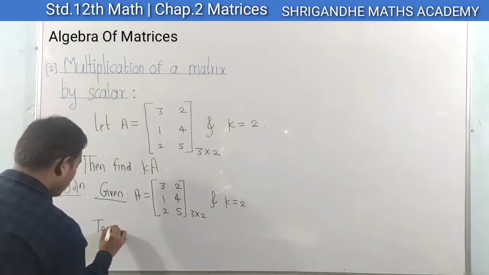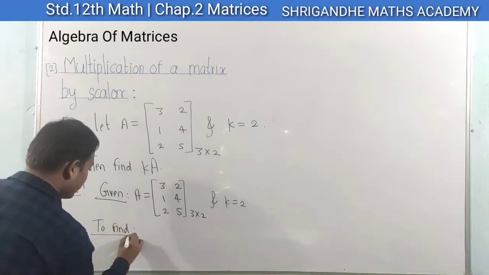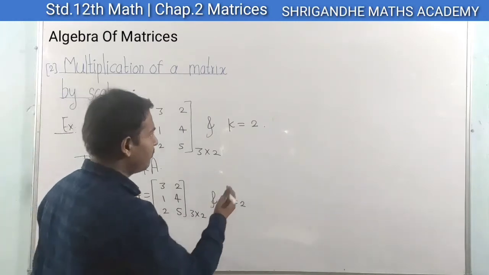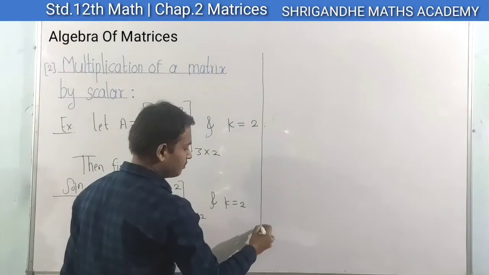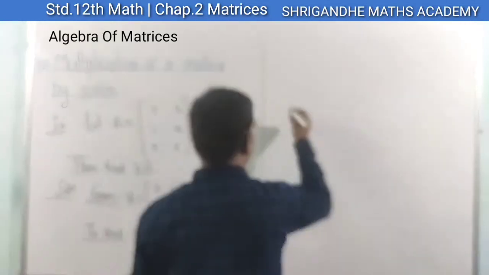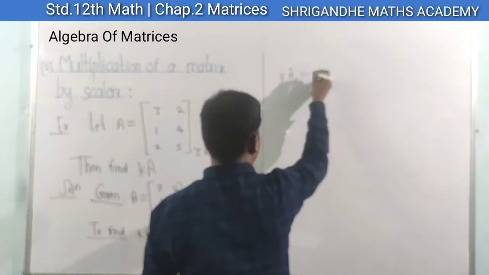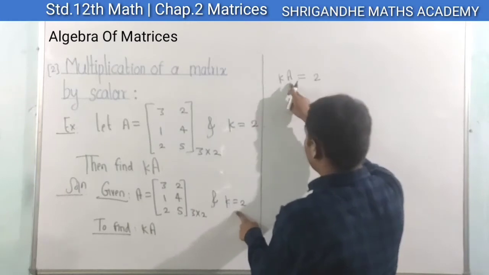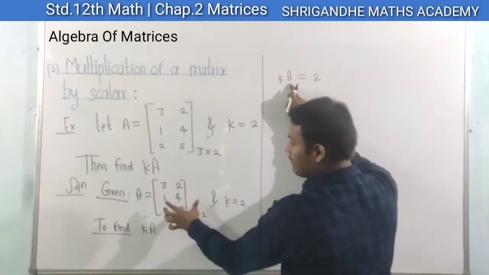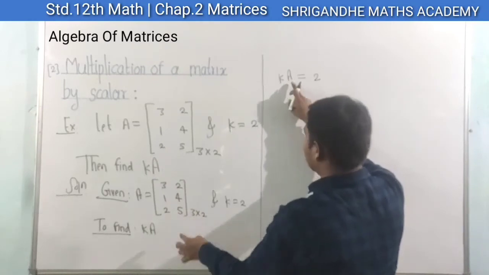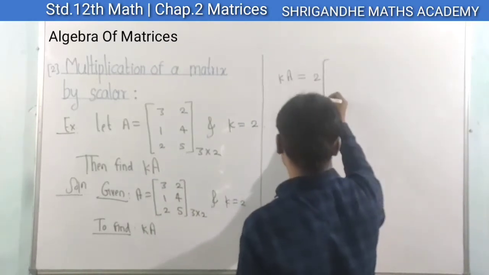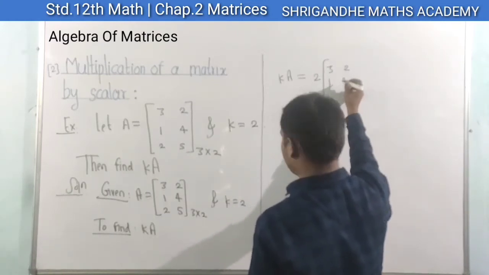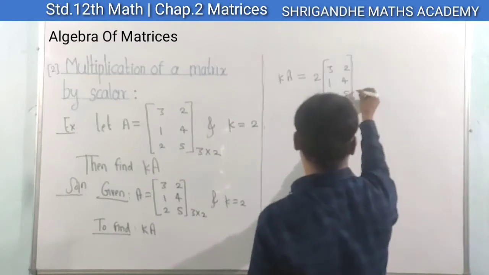To find k into A, where k is a scalar, k equal to 2. Let us find how to find the value of kA. Therefore kA is equal to, what is k? K equal to 2. Therefore in place of k we just put the value 2. Now what is A? A equal to the matrix 3 by 2, having entries 3, 2, 1, 4, 2, 5. Therefore in place of A we put the matrix A having all entries, 3, 2, 1, 4, 2, 5 of order 3 by 2.